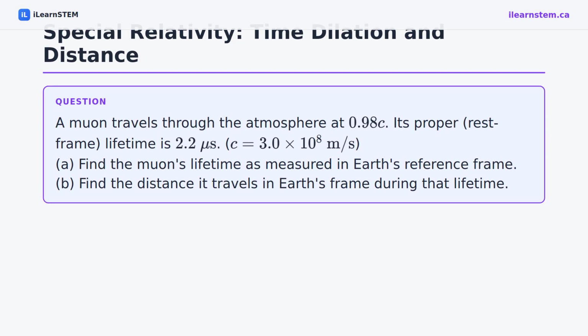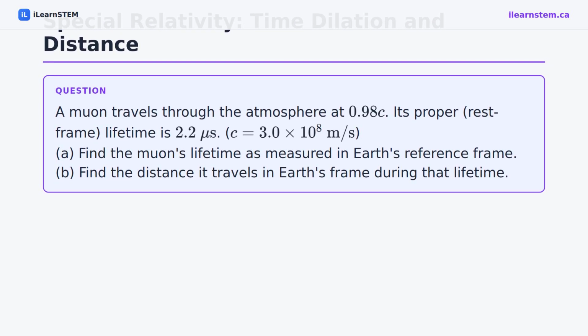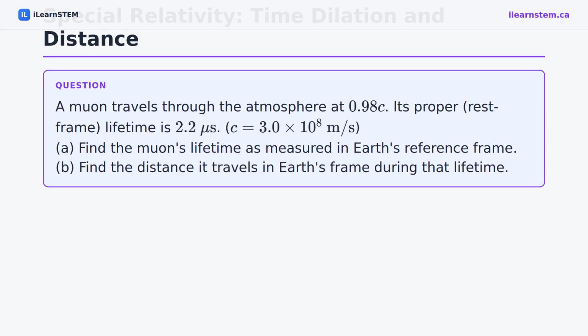Part A. Find the muon's lifetime as measured in Earth's reference frame. Part B. Find the distance it travels in Earth's frame during that lifetime.